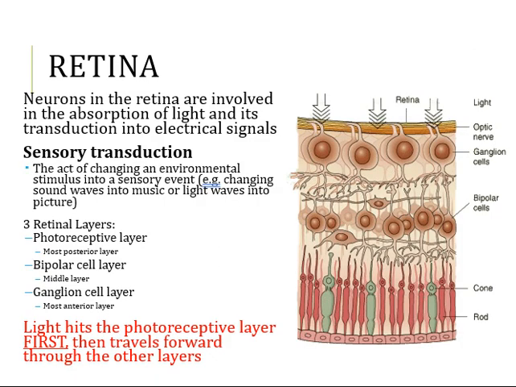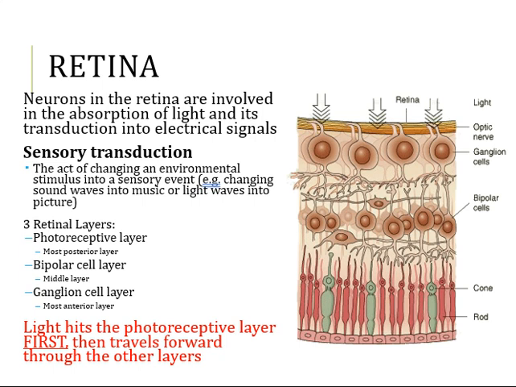So let's dive a little bit more into the retina. Neurons in the retina are involved in the absorption of light and its transduction into electrical signals. And sensory transduction is the act of changing an environmental stimulus into a sensory event. So that's like changing a sound wave into music or light waves into an image.